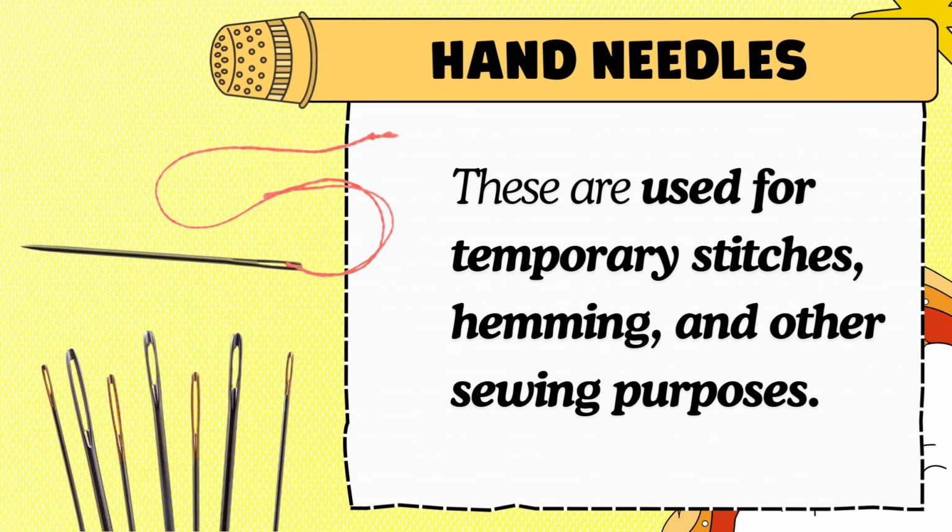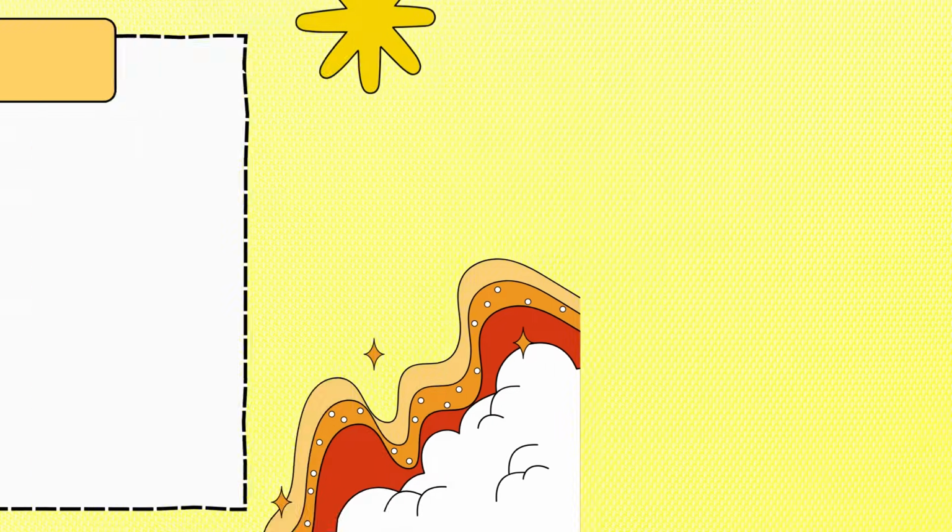20. Hand needles. These are used for temporary stitches, hemming, and other sewing purposes. These thin tools are used for sewing by hand, especially for small repairs and finishing touches. They help create neat stitches for hems and temporary sewing. Hand needles are useful when we need careful and detailed work on fabric.